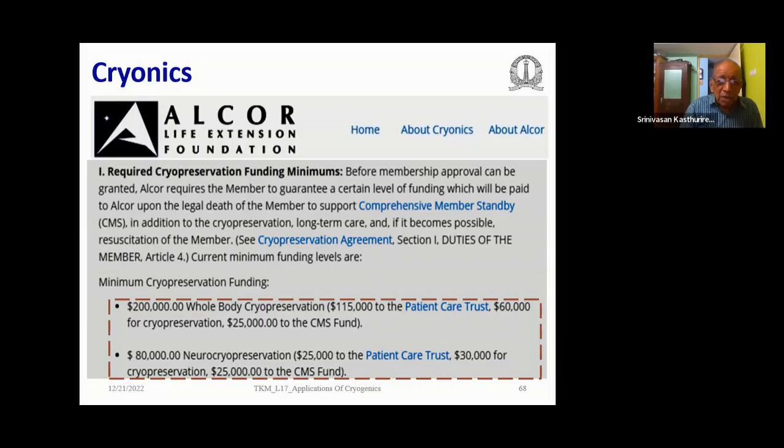Now, as you can see here, this is an advertisement for cryonics. It's called Life Extension Foundation. So you can see here the costs involved. It's phenomenal. $200,000 for whole body cryopreservation, of which about 115,000 goes to the patient care fund. Another 60,000 is for cryopreservation. The remaining 25,000 is for the CMS fund. So this is a way of collecting money for giving you a life extension.